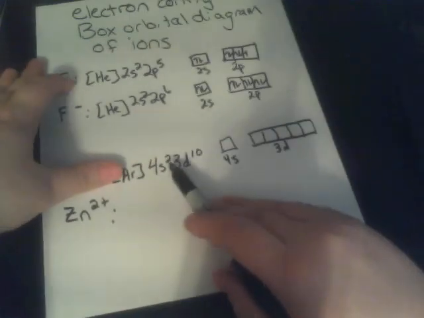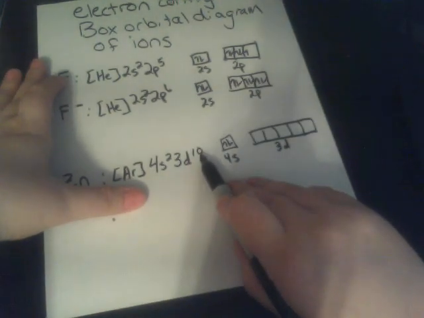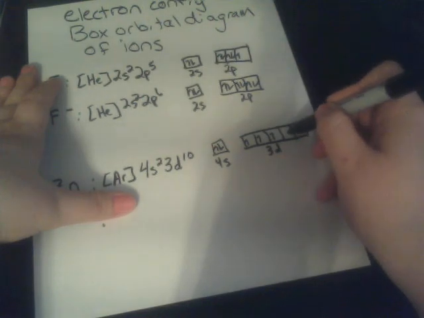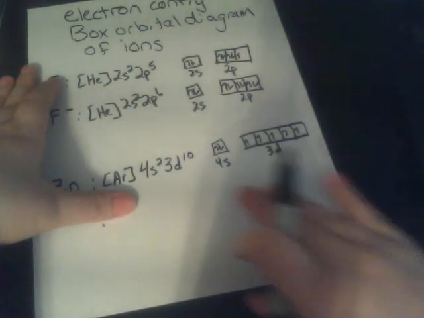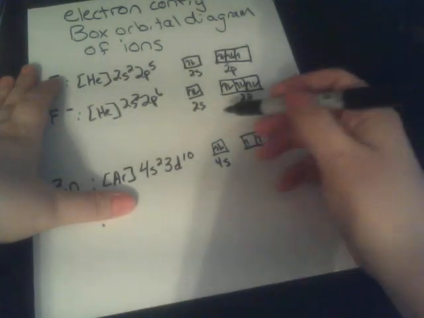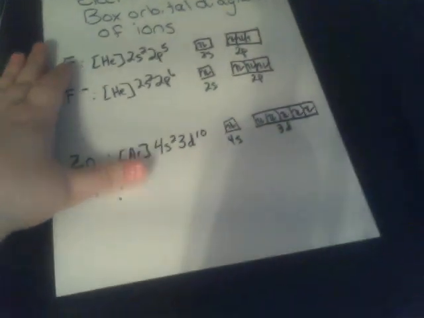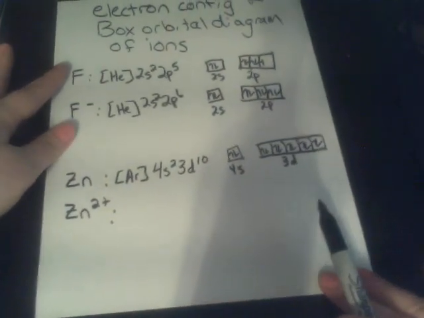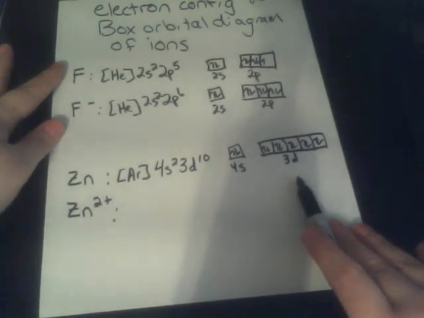So it looks like we have 2 in the s, and we have 10 in the 3d. So 1, 2, 3, 4, 5. Remember Hund's rule, Hund's bus. They all space apart, and then they come together. So 7, 8, 9, 10. So there are actually 2 in each of these. Sorry, it looks a little messy. So that's how I would represent this box orbital diagram.